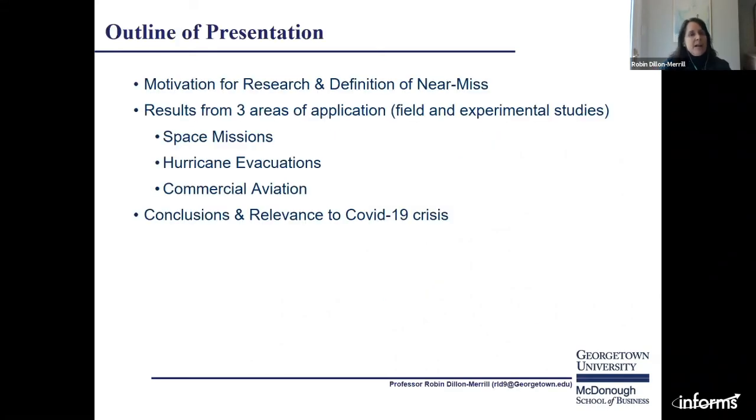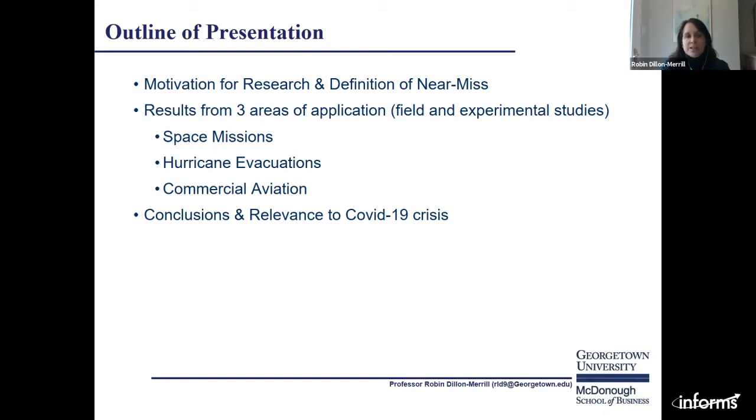In my presentation, I'm going to start out by talking about the motivation for the research, and in particular, what we mean by a near miss. Then I will talk about the results of 3 areas of application that we've worked on, one from space missions, one from hurricane evacuations, and one from commercial aviation.